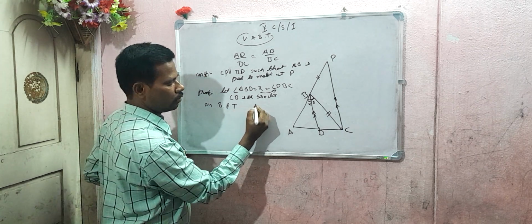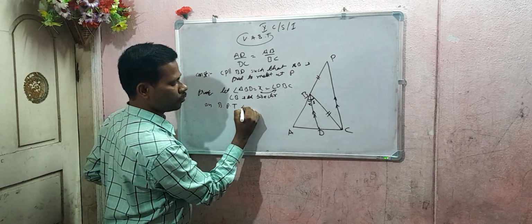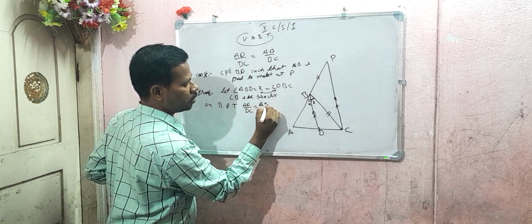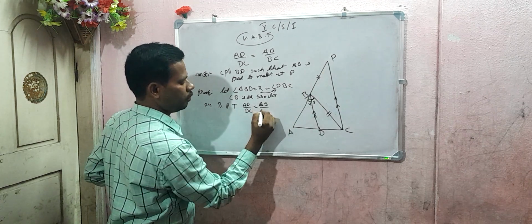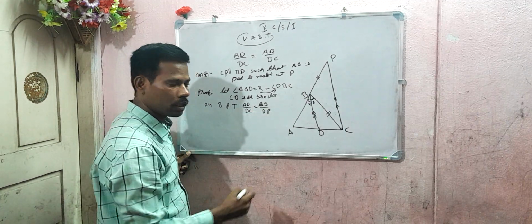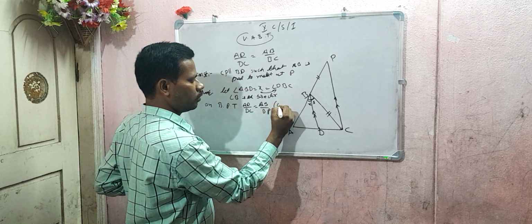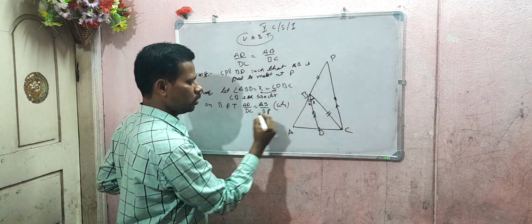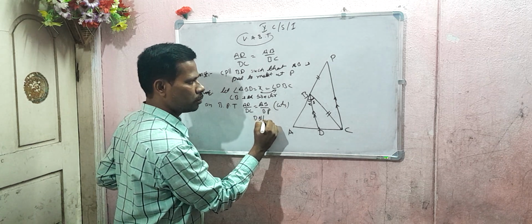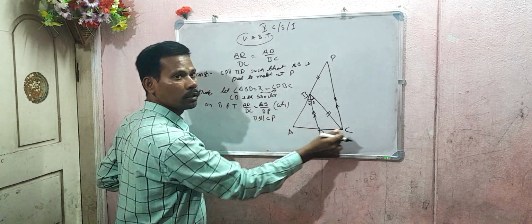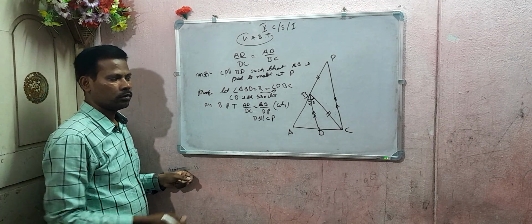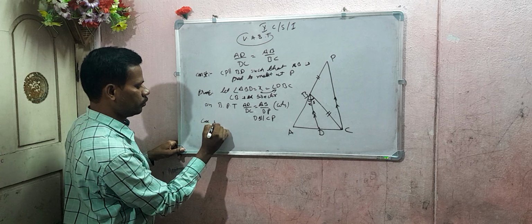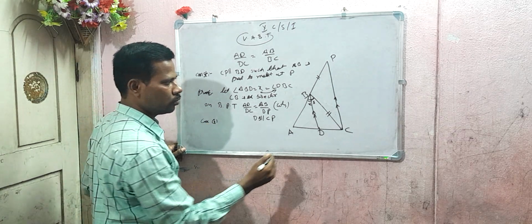What does it state? AD by DC is equal to AB by BP. Why have I written it like that? Because DB is parallel to CP. Right?